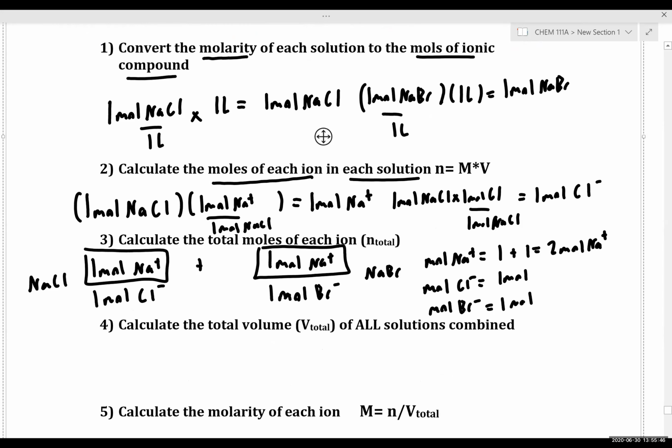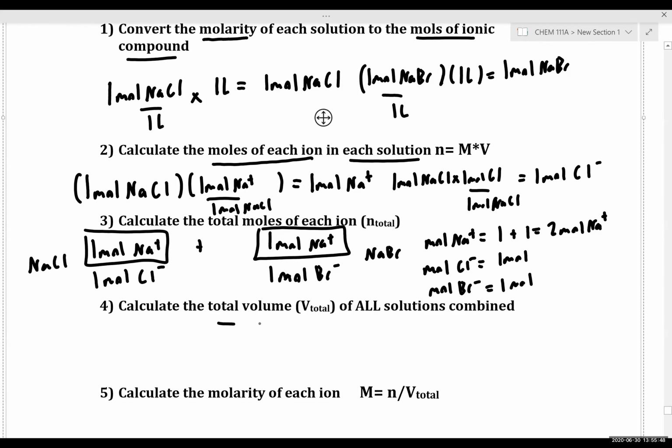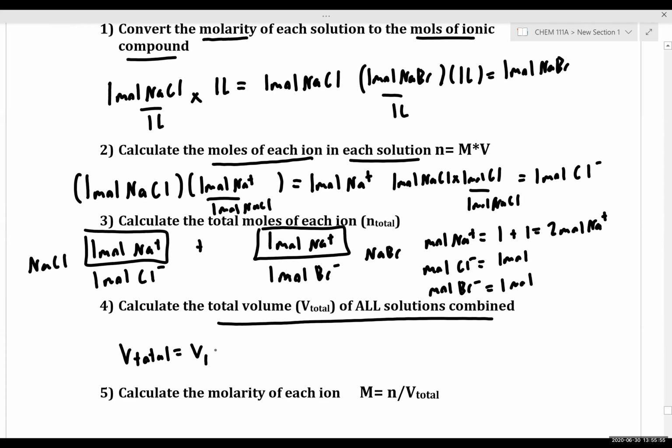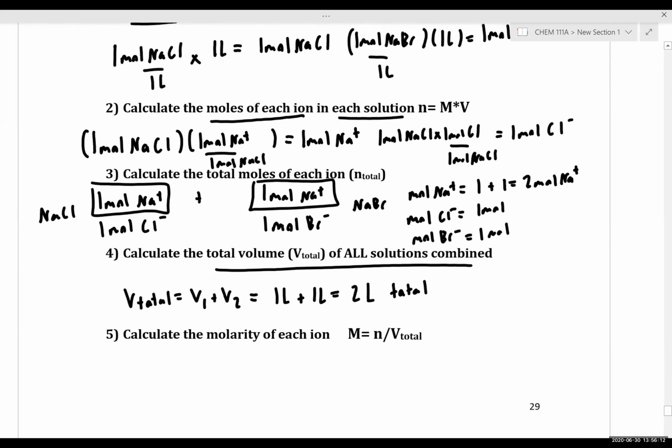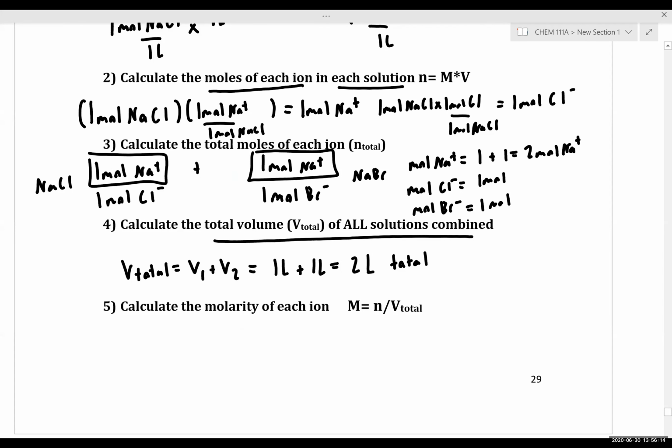Okay, so now that we have the total moles, we calculate the total volume of all solutions. The total volume is equal to V1 plus V2. So we have 1 liter plus 1 liter, which gives us 2 liters total. And now that we have the total moles and the total volume, all we have to do is calculate the molarity by taking moles over volume.